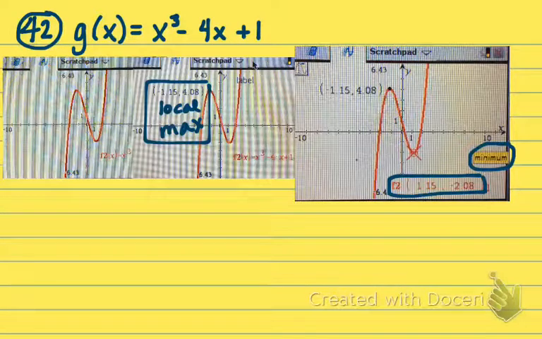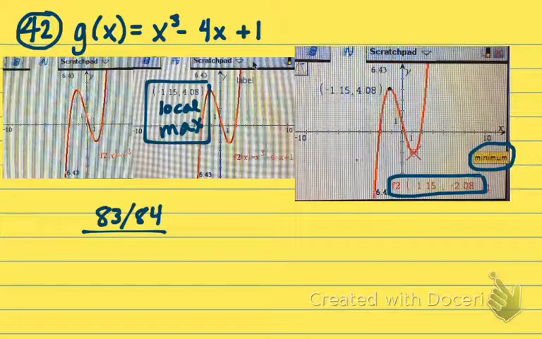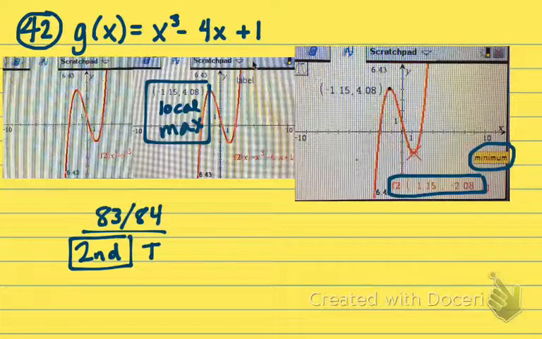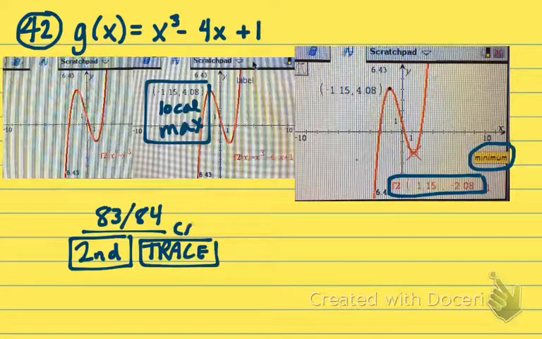So just as a little recap before you grab your packets to look it up from your 1-1 study guide: if you have an 83 or an 84, or one of those families of calculators, remember your steps are the second button, and I believe it's the trace button, but what you're looking for above this button is calc. And then from the submenu that comes up, you'll choose max or min, whichever one you're looking for.